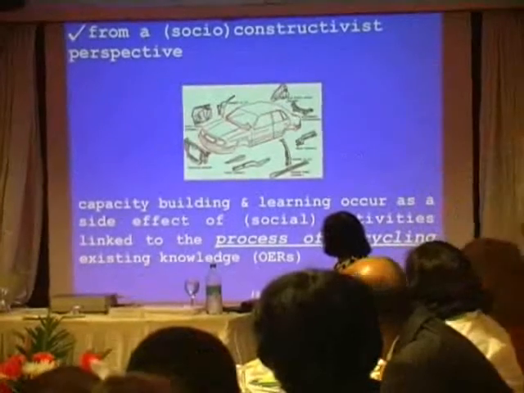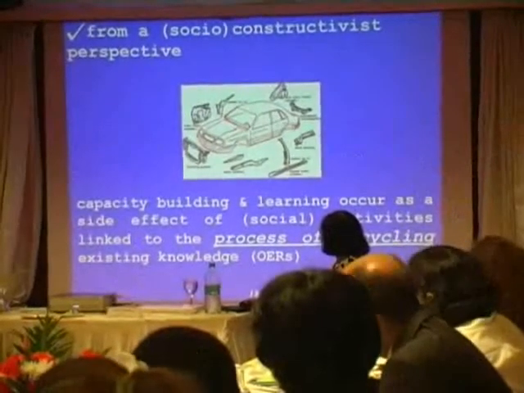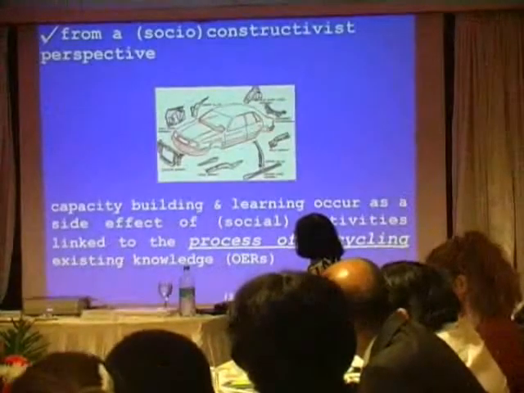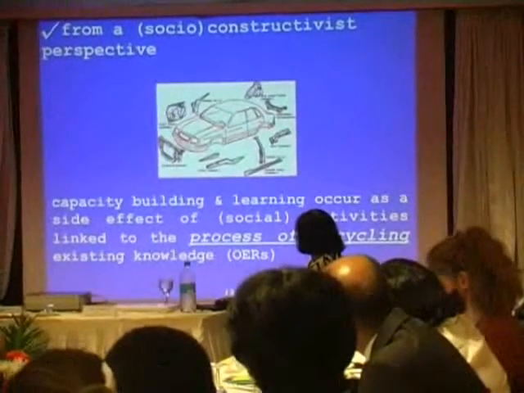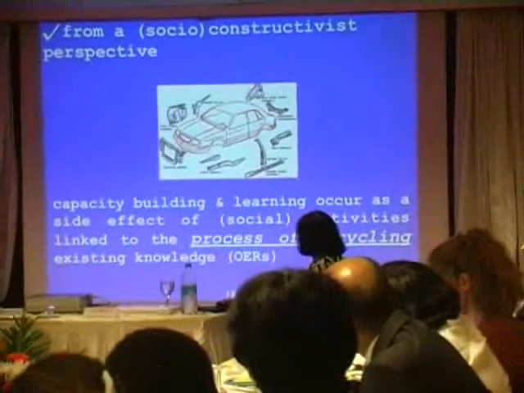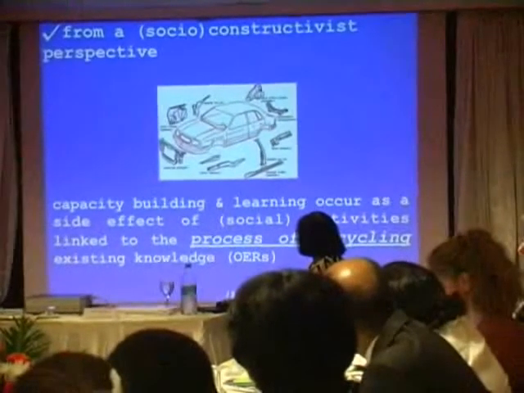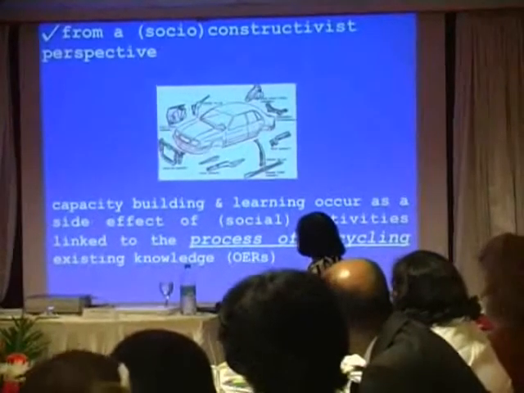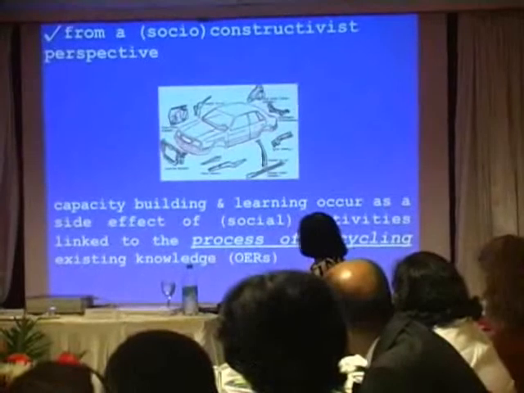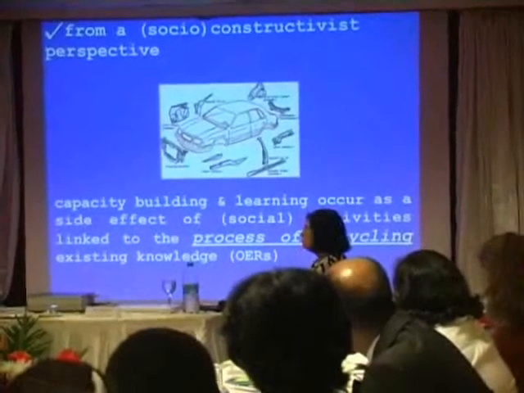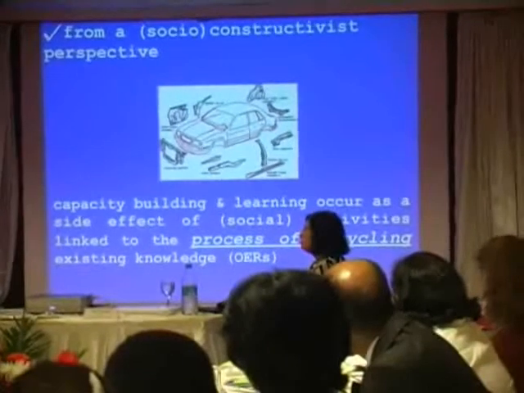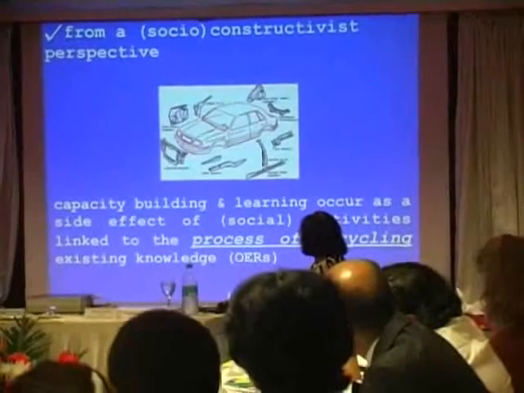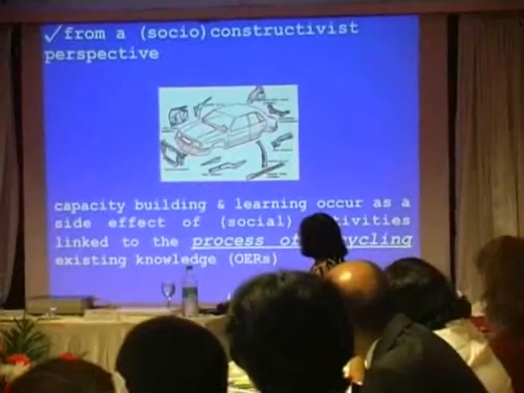If we consider that from a social constructivist perspective, this is more or less the same thing as used auto parts. You need to have a car that works and you don't have the new parts to do it, so you just adjust things that exist so you can have a whole that functions. And we think that capacity building and learning occur as a side effect of the process of doing it and not as a product. The process of recycling by itself is interesting if we consider learning.